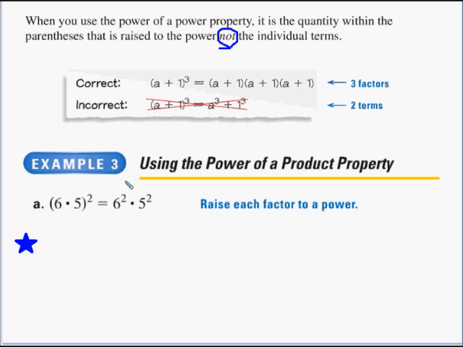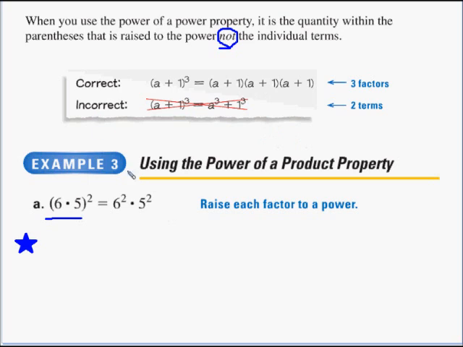So in example 3, they're going to give us some practice in this. Using the power of a product property. So this time we have 6 times 5 squared. Okay, again, it is the quantity within the parentheses, which is 6 times 5, that is squared.